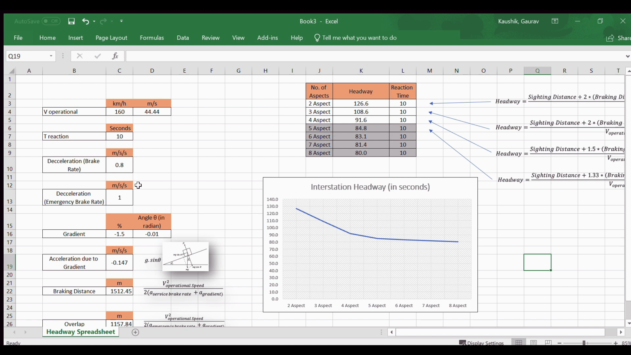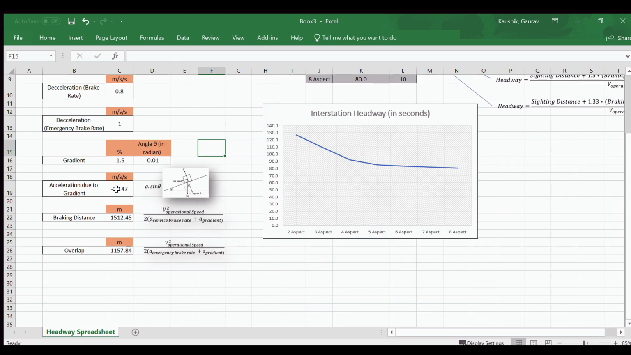Now gradient, because we saw gradient was also a portion in the headway, the unit that I have used here is percent, and what that percent means is 1 in 100. So when I'm saying it's minus 1.5 in 100, what that means is that for every 100 meters of horizontal distance, the change in elevation is 1.5. So that gives me 1.5%. I convert that into angle using the tan inverse function.